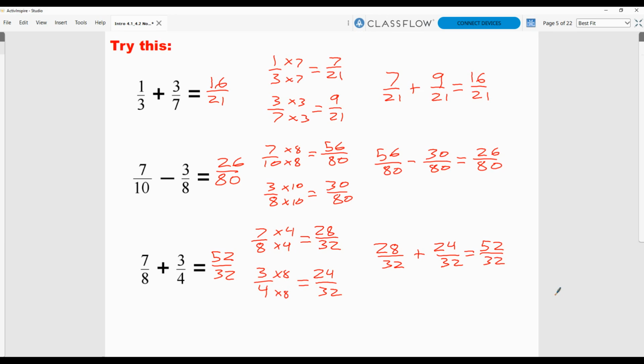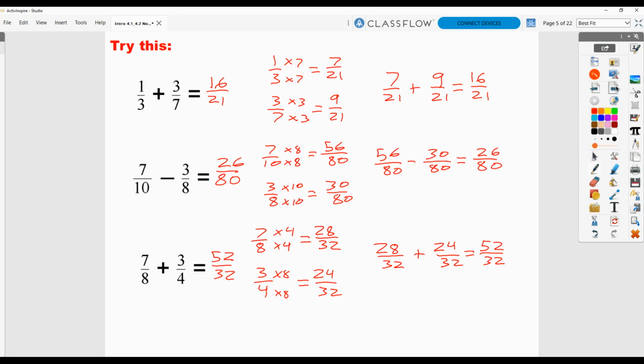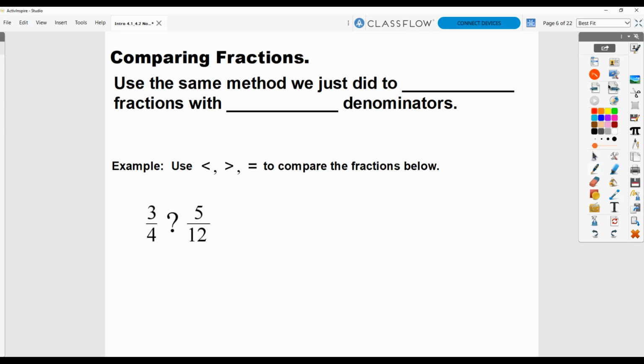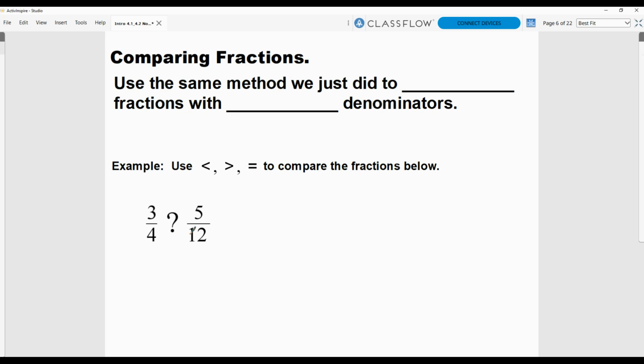The last thing we're going to look at here is how we would go about comparing fractions. What I mean by comparing fractions is if we have this example here, we want to decide which fraction is greater or which one is less, or if they are equal. And the good news is we're going to use the same method we just did.